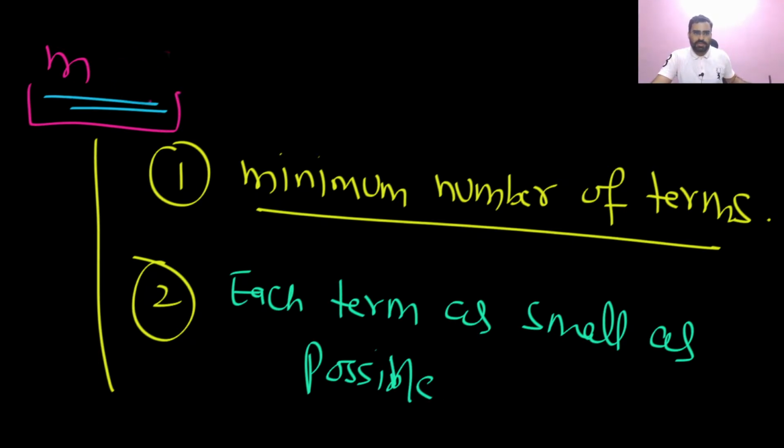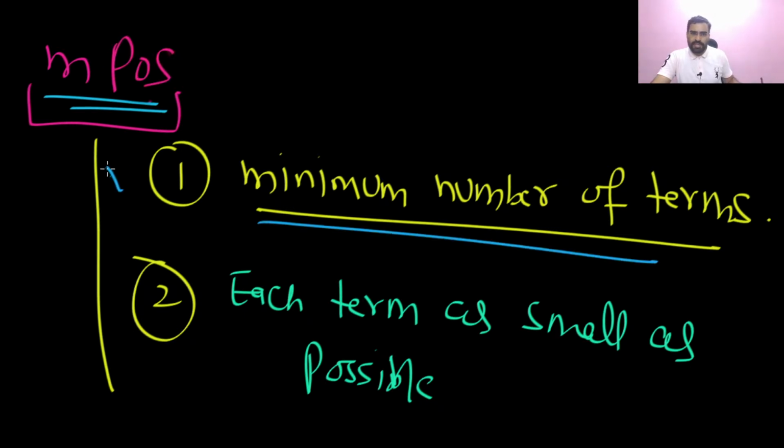The same thing will hold for minimum POS. You should have the minimum number of terms. This is the first priority. And the second priority is each term as small as possible.